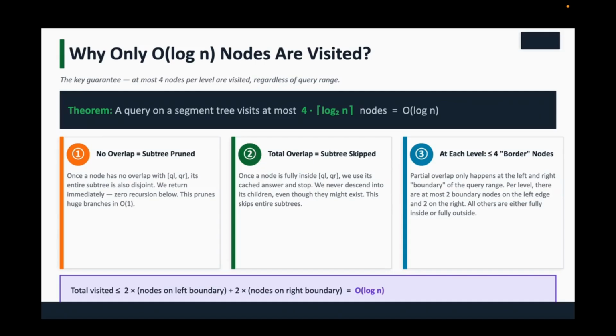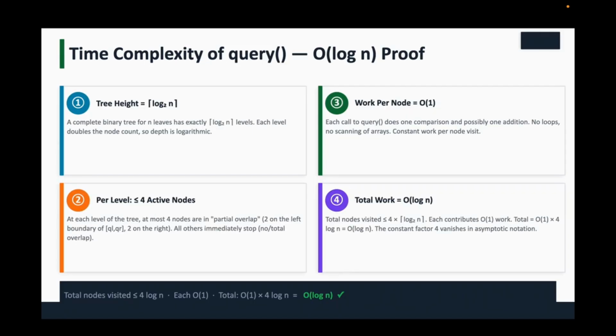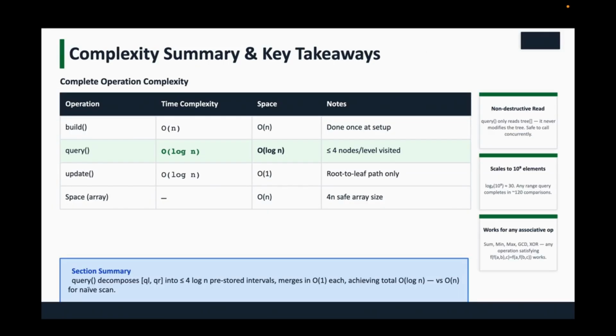For a billion elements, that's about 120 node visits. Formally, height is log n, at most 4 nodes per level, each is O(1) work, total O(log n). Stack space is also O(log n) from the recursion depth, nothing allocated on the heap. So build is O(n), query is O(log n) every time, and this isn't just for sum.